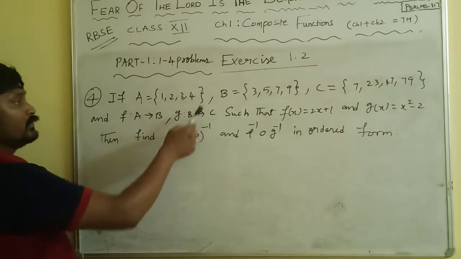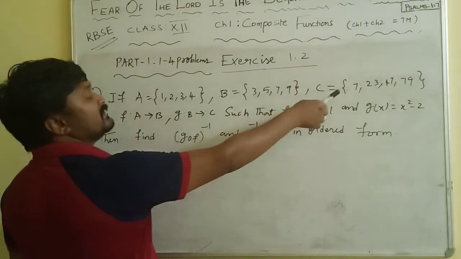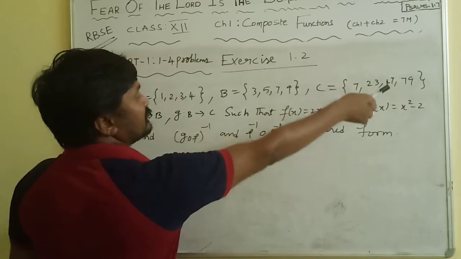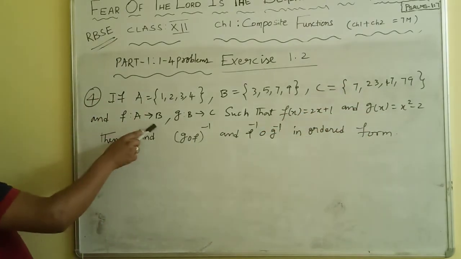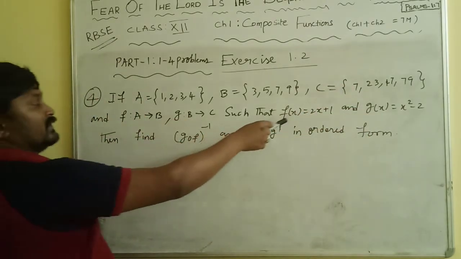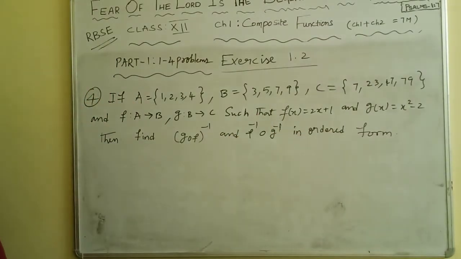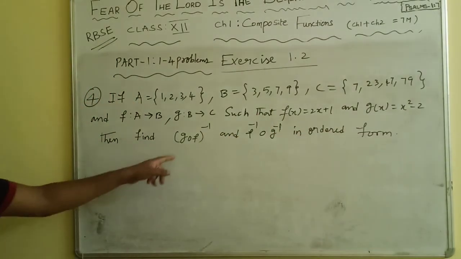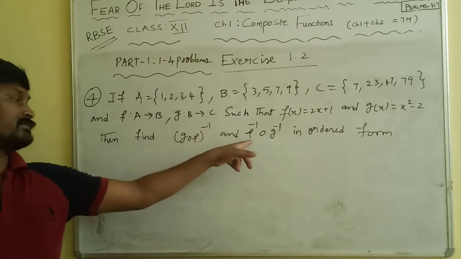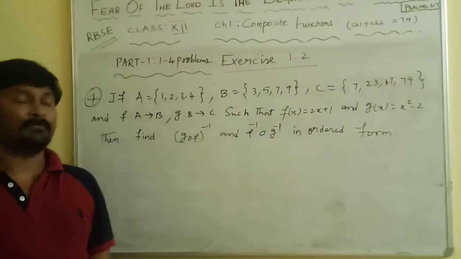If A is equal to {1, 2, 3, 4}, B is equal to {3, 5, 7, 9}, C is equal to {7, 23, 47, 79}, and F maps A to B, G maps B to C such that F of x is equal to x plus 1 and G of x is equal to x square minus 2. Then find (G circle F) whole inverse and F inverse circle G inverse in ordered form.